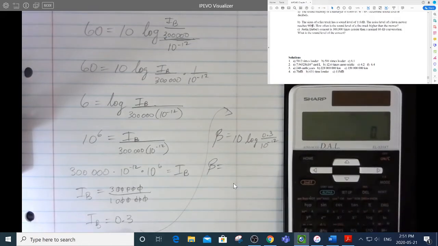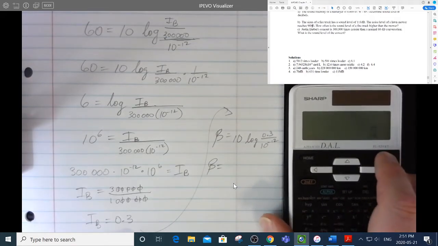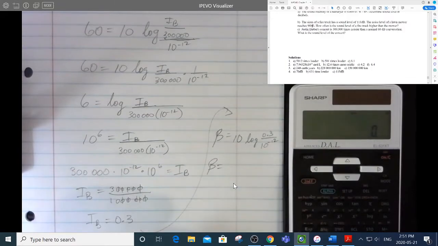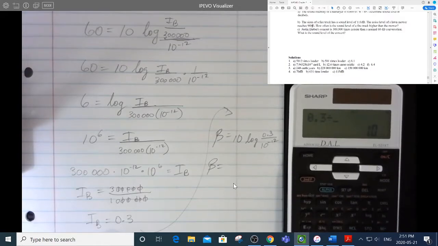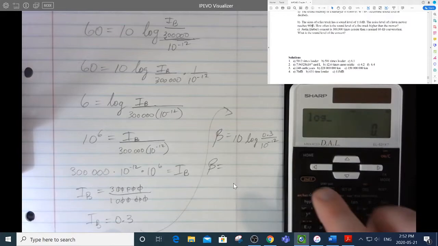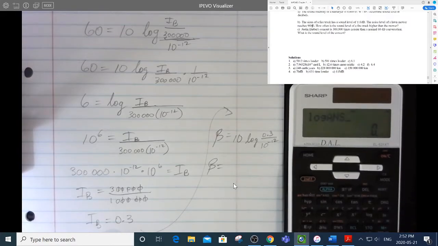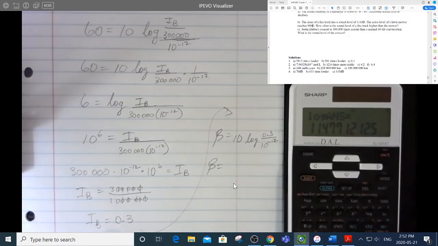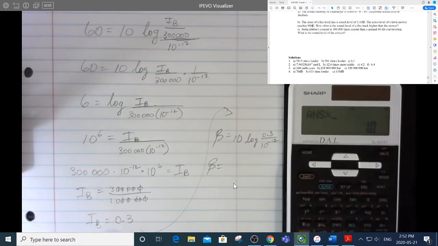Come back to me, calculator. There's not enough light in here for my calculator to work. If I turn on too many lights, though, my page gets glowing. It gets so bad to read. Anyway, 0.3 divided by 10 to the exponent negative 12 is that number. I would like the log of that number using my answer function. And then I want to times it by 10. And then, boom, it's about 115.